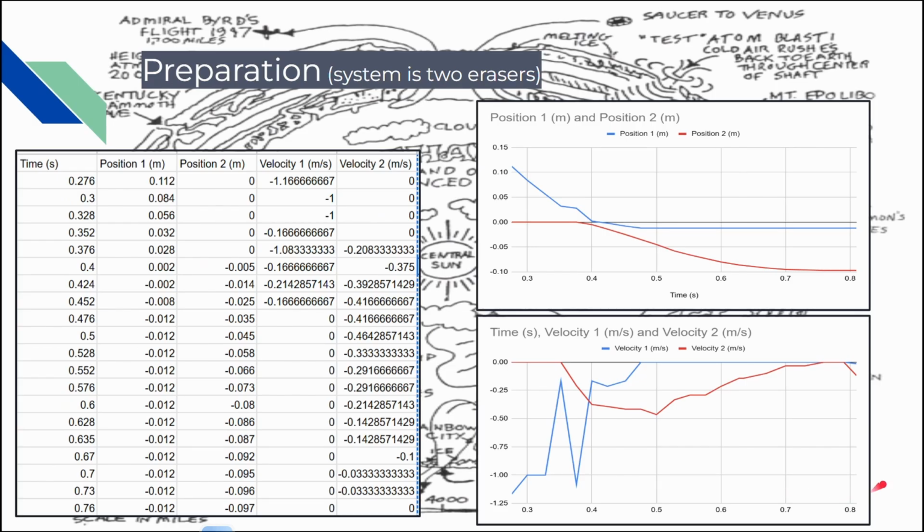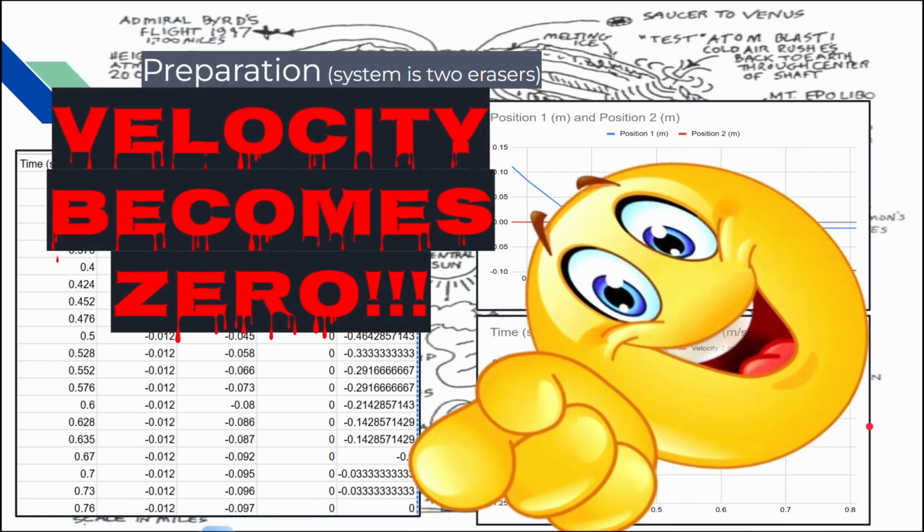Here are some images from a spreadsheet that I made of the data so I can better view my collision. So you can see the two graphs of position as well as velocity that I made just using the instantaneous velocity given the position and time. And then here's the total spreadsheet. And as you can see here, this is where the velocity becomes zero. And that's where the two erasers are stopped because of friction.